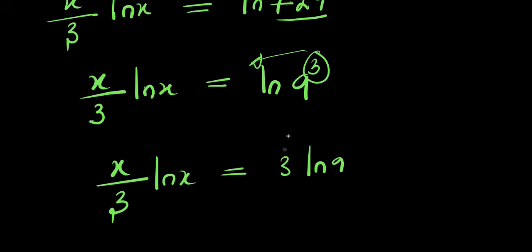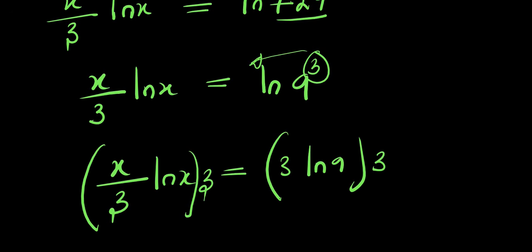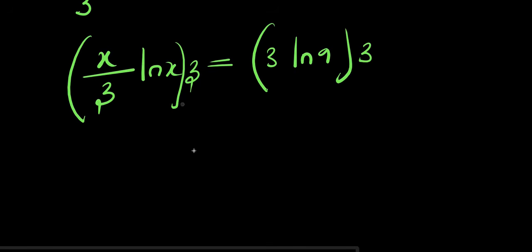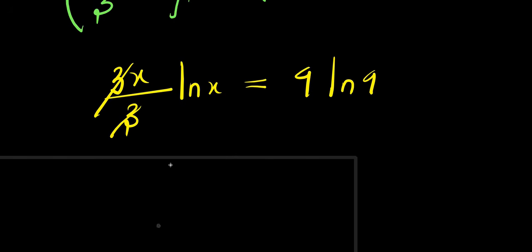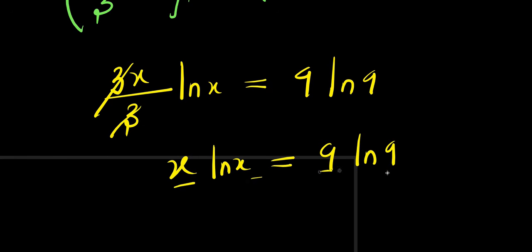Now, at this point, I can multiply this by 3 and multiply this by 3. So once you do that, this 3 will multiply to this and will be 3x divided by 3 times natural log of x equals, this 3 multiplies this 3 here, we have 9 times natural log of 9. This cancels this. So we have x times natural log of x equals 9 times natural log of 9. This x, this x, this 9, this 9, that means x equals 9.